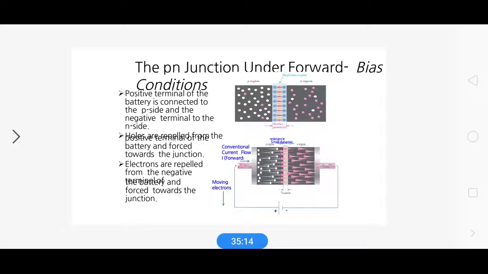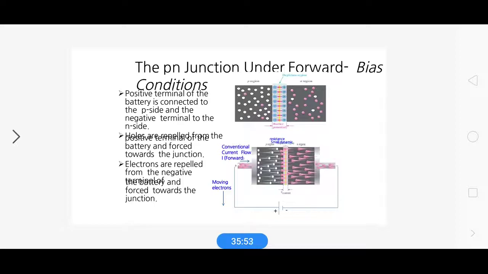So therefore, holes on the p side and electrons on the n side are repelled by the battery terminals. Holes are repelled by the positive terminal of the battery and electrons are repelled by the negative terminal of the battery, and they move towards the junction and recombine with each other. Means they are entering into the depletion region. So therefore, the width of the depletion layer decreases, means the resistance of the PN diode decreases.